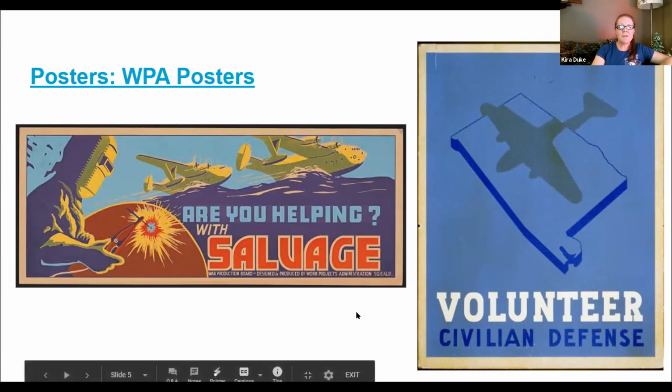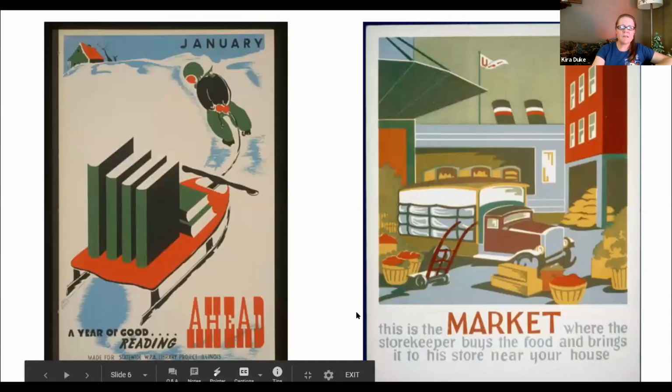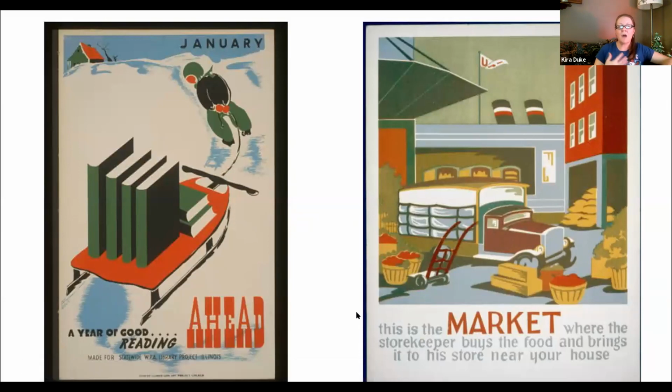But what's really fun about the WPA poster collection, of course, is that there are other topics that you see in that beyond just things promoting war effort. So here are two good examples of that. So we have this one here on the left, which at the top says January, a year of good reading ahead. And so this was created for a literacy project in Illinois. And so again, we see this poster promoting childhood literacy, education. So again, very different type of purpose than the other two.